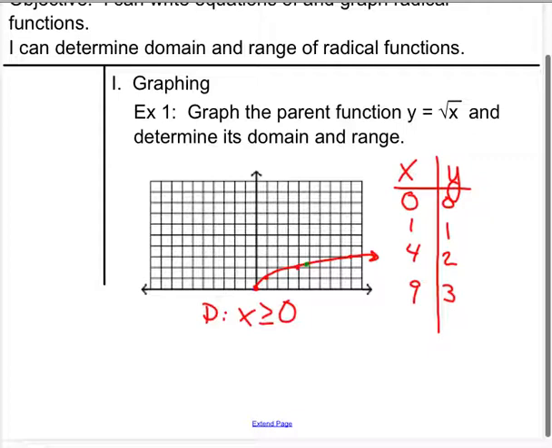And looking at the range, the output, again, we're disregarding that possibility that the square root is negative in order to look at it as a function. So our range is y is greater than or equal to 0.